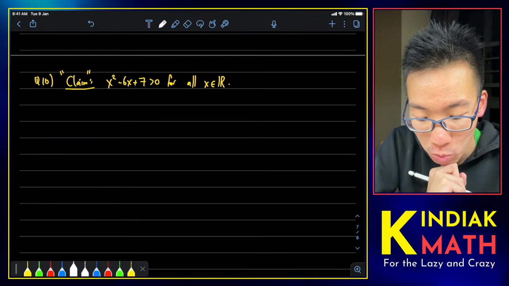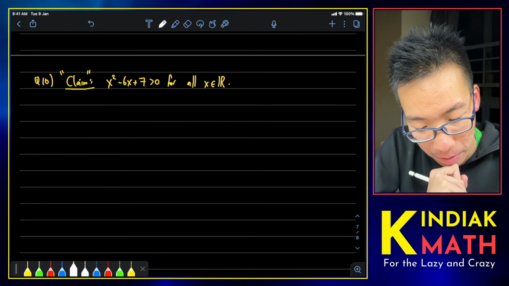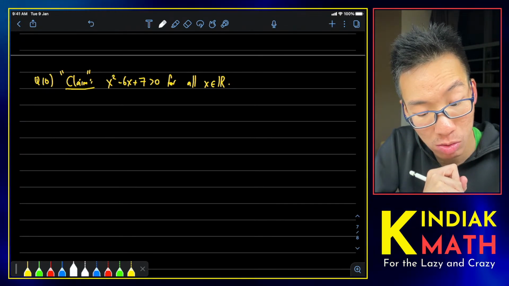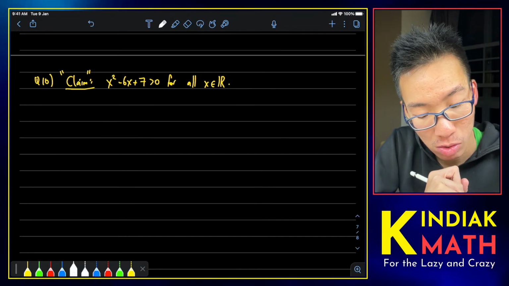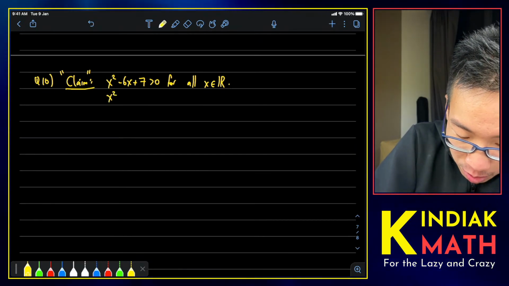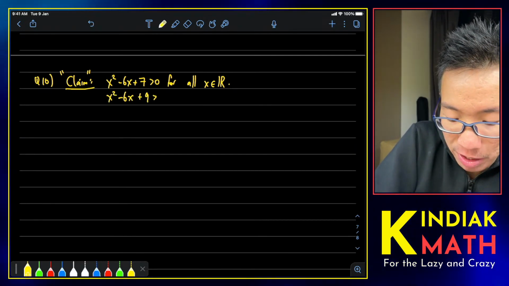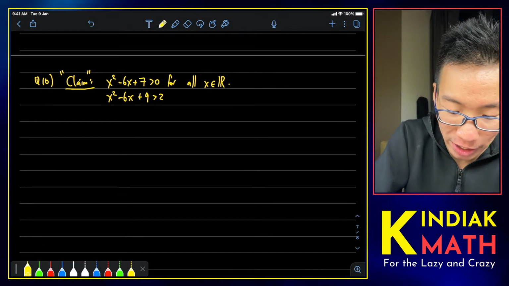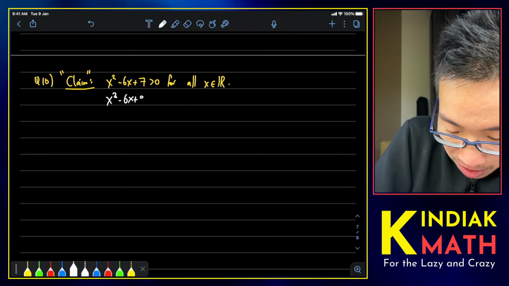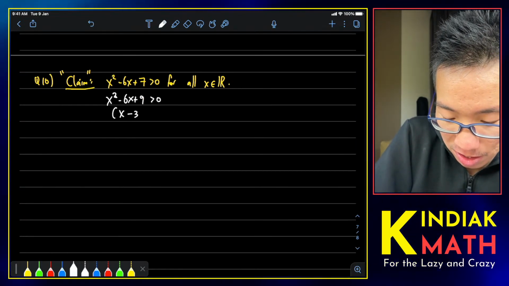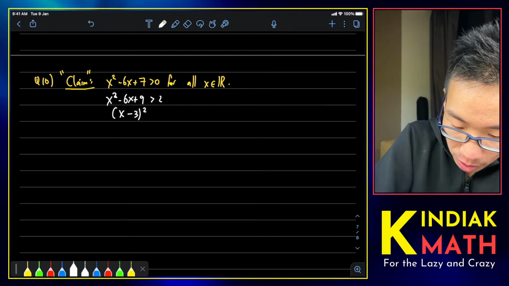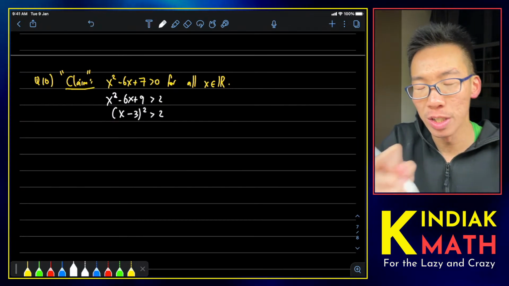I think we can complete the square. Can we complete the square? Yes, let's complete the square. So we're going to get x squared minus 6x plus 9 bigger than 2. Okay, so this is my working. This is not a proof, by the way, so let me write it this way. x squared minus 6x plus 9 is bigger than 0, well, not bigger than 0, but bigger than 2, which means that (x minus 3) all squared is bigger than 2.